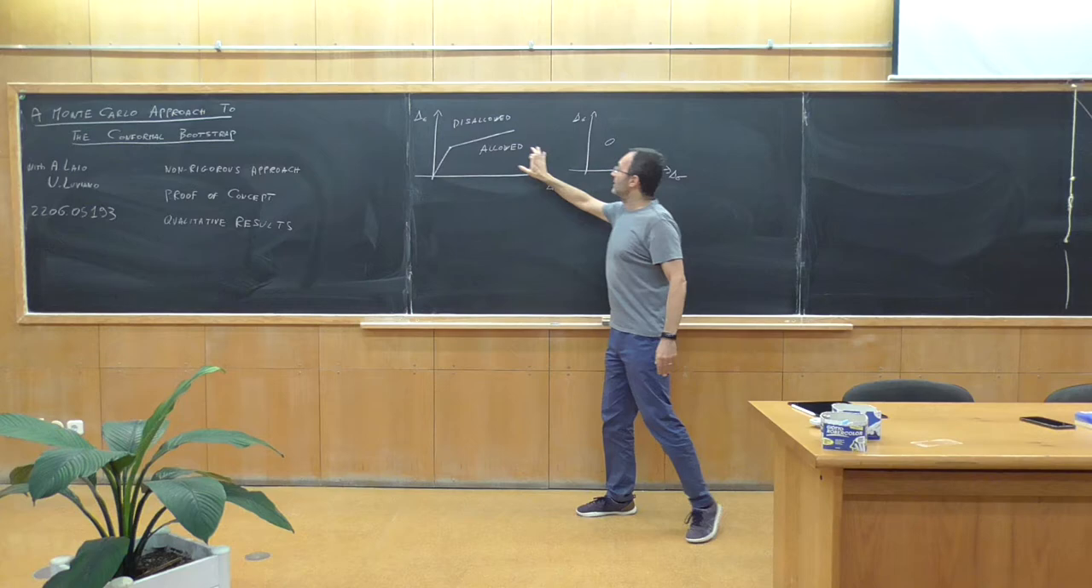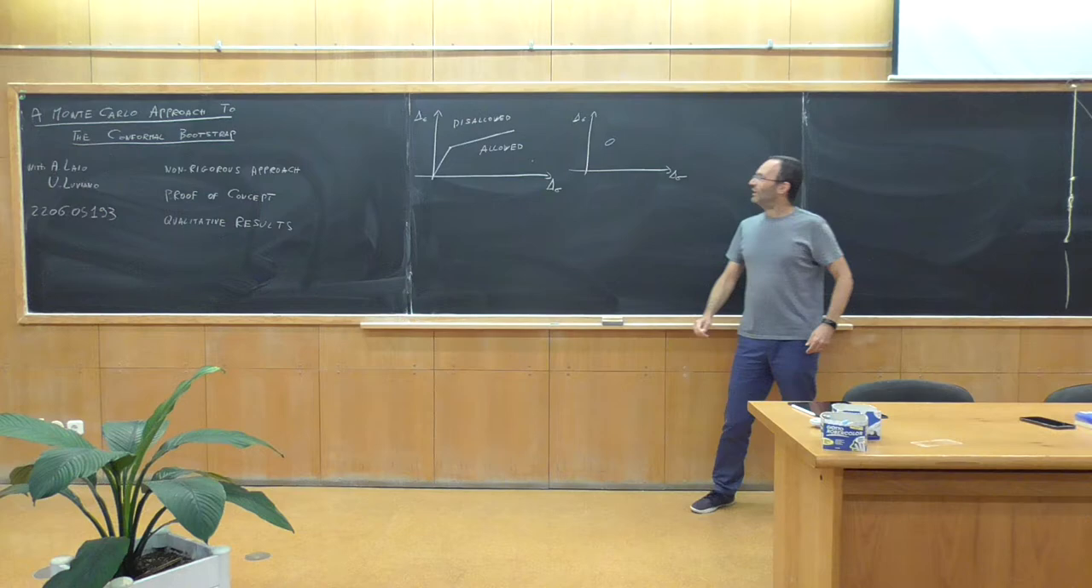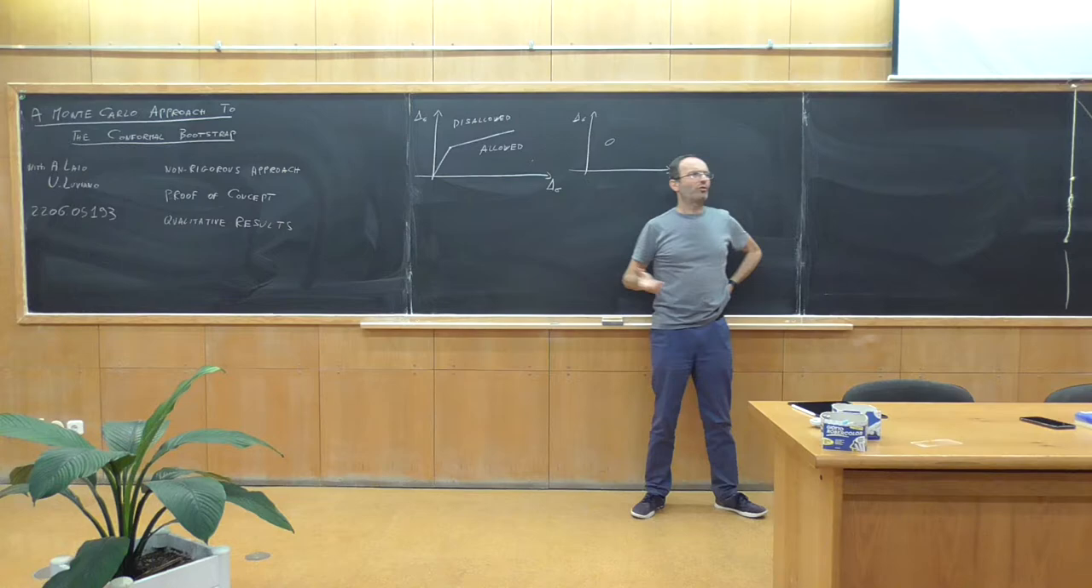Is there any feature? Is there any pattern? Is this completely chaotic, so to say, just referring to Tom's lecture, or are there some special places where, say, the bootstrap equations are going to be more easily satisfied? Okay, so this is the kind of question I'm going to ask.